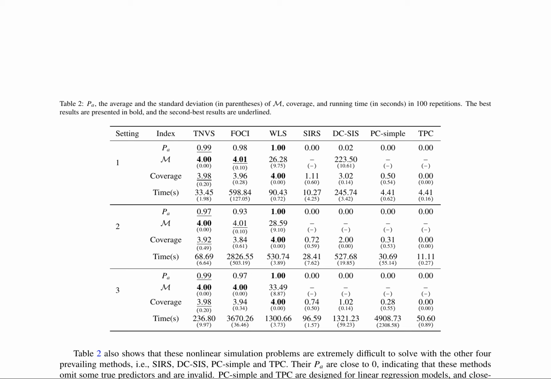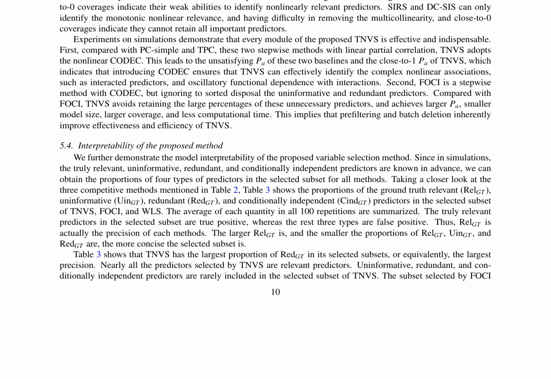In contrast, methods such as SIRS, DCSIS, PC simple, and TPC struggle to identify nonlinearly relevant predictors, omitting true predictors and including irrelevant ones. Foci, which also employs the nonlinear codec, fails to remove uninformative and redundant predictors, resulting in lower performance.